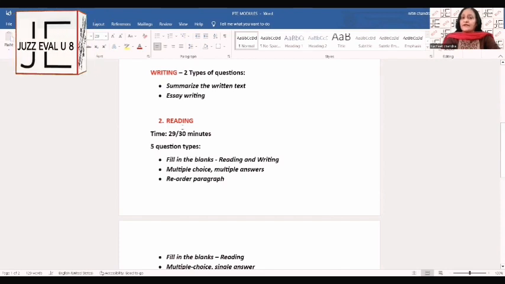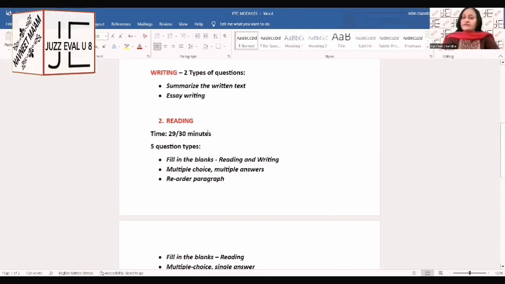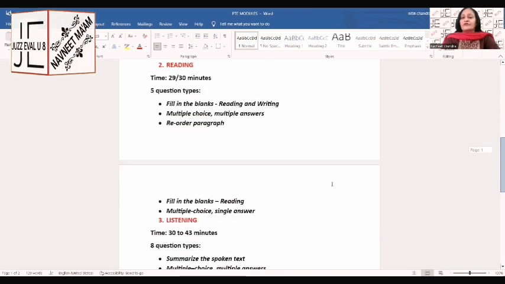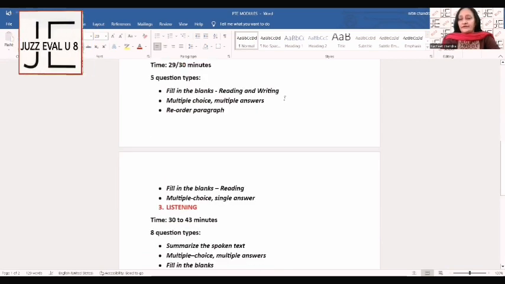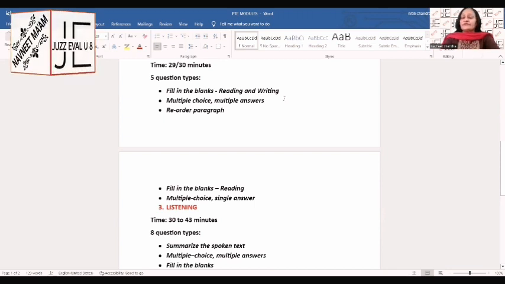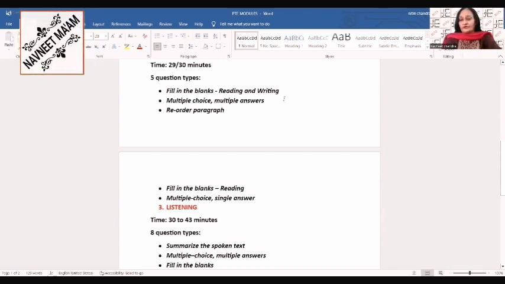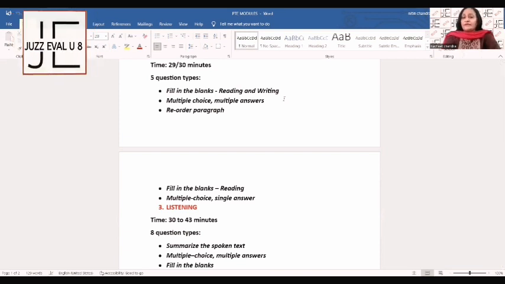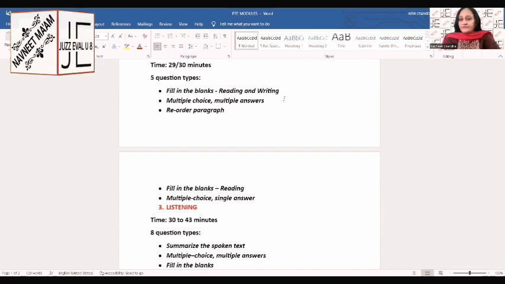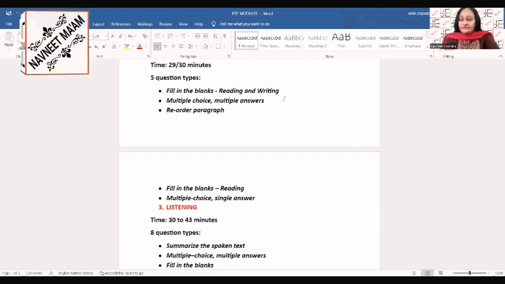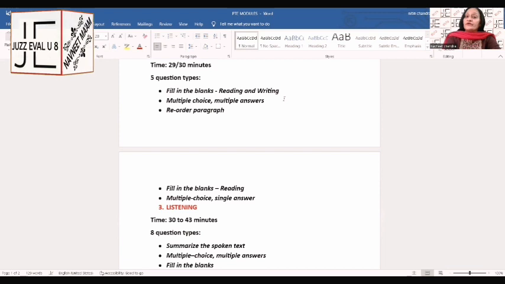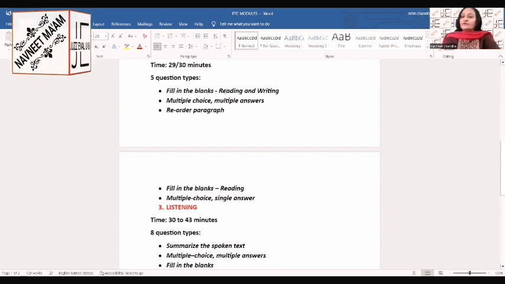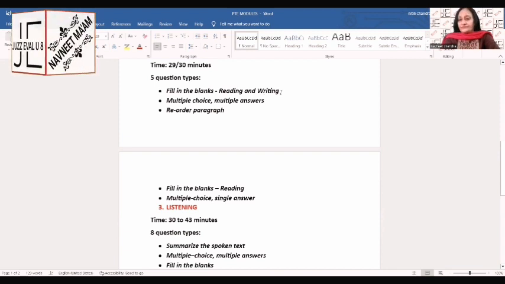Then the second module is reading. It takes about half an hour. These are the different types of questions here: fill in the blanks, reading and writing. Now in PTE, you're not scored in just one module. You can be scored in 2 modules at one time. You can be scored for reading and writing, for listening and writing, or for reading and speaking both. So for these fill in the blanks, you are scored for reading and writing both.